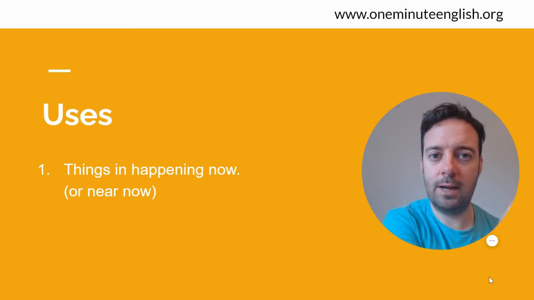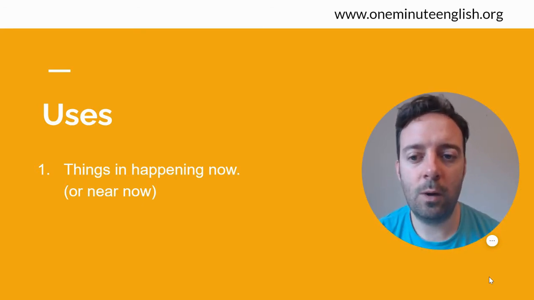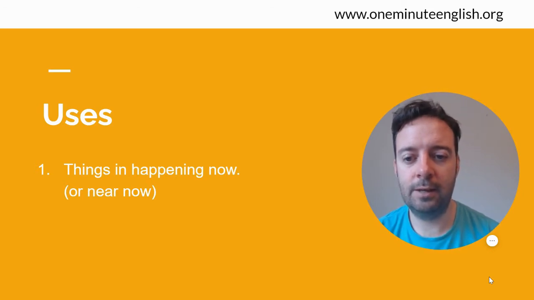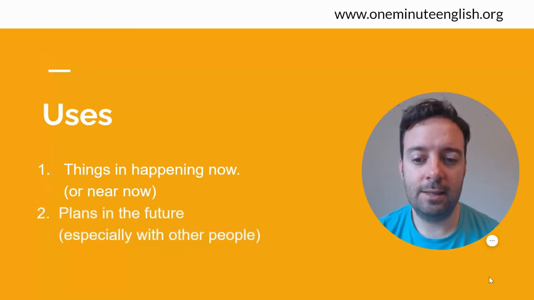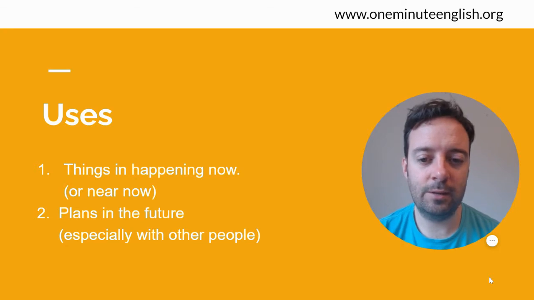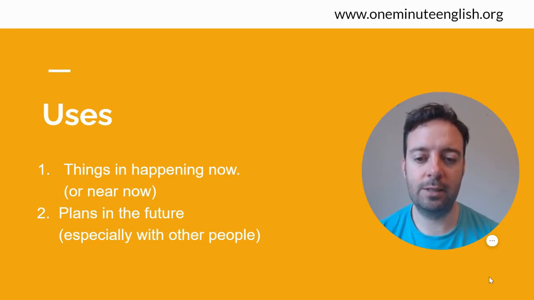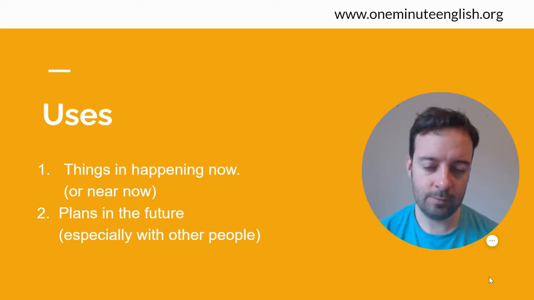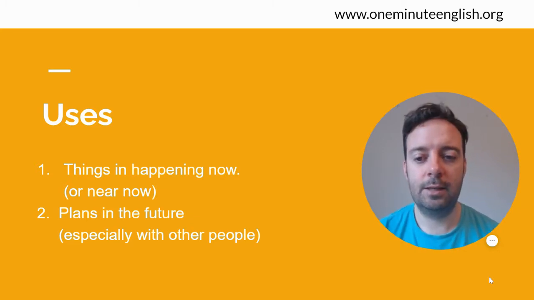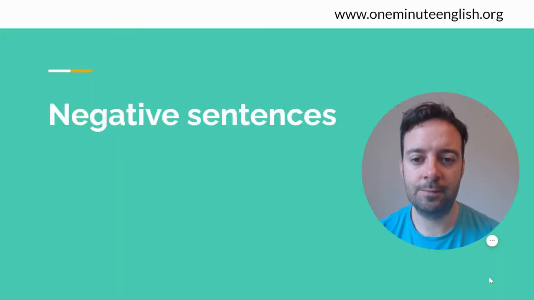I am recording a video. You are watching a video. Okay? And plans in the future, especially with other people. Okay, so I am meeting my parents for dinner. Okay, it's in the future, but it's a plan, so that's when we use the present continuous.